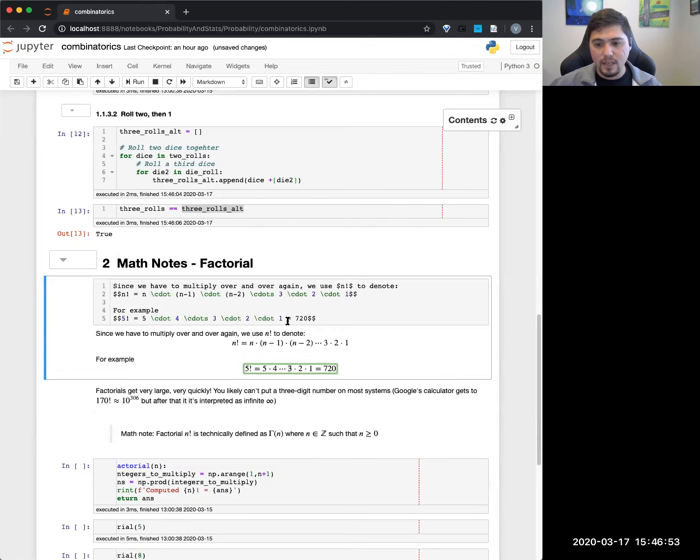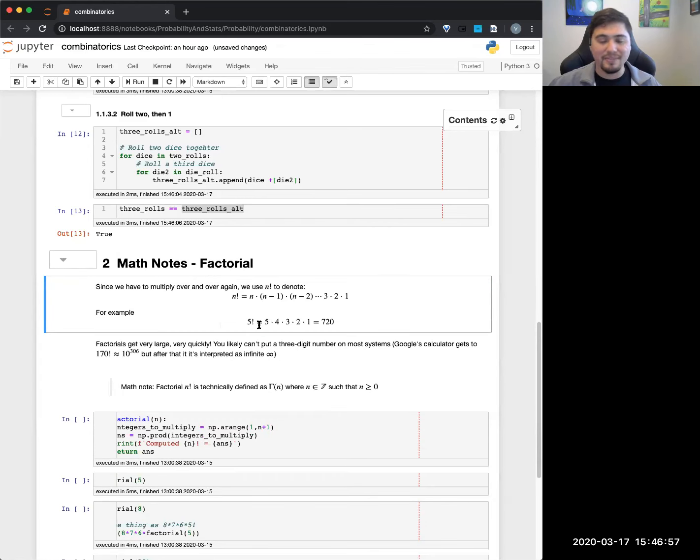Why did you put so many dots in here? I got excited with all the dots. There we go. So you can see 5 times 4 times 3 times 2 times 1. And so we can see 120. Factorial is a very fast growing function, just FYI.